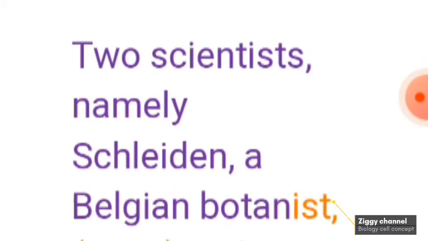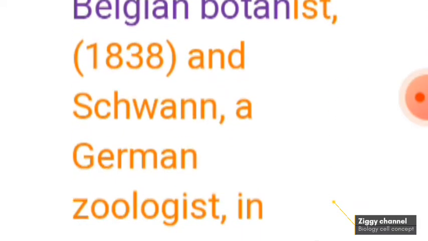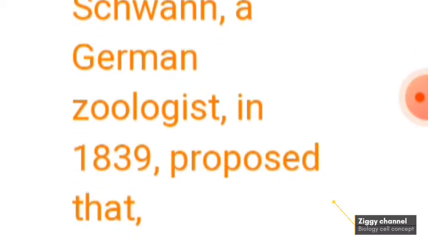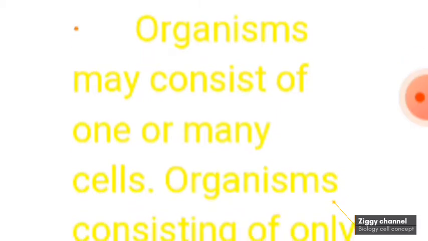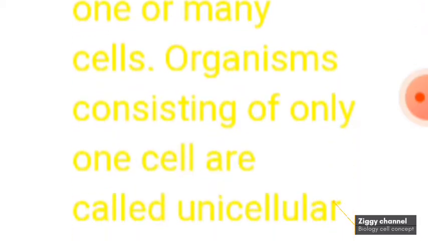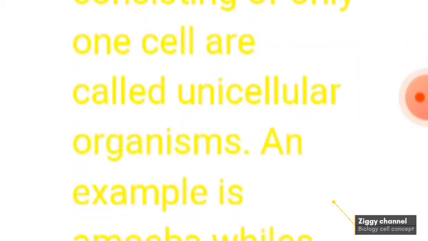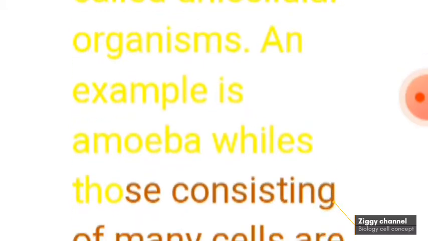The cell theory. Two scientists, namely Schleiden, a Belgian botanist, in 1838, and Schwann, a German zoologist, in 1839, proposed that the cell is the basic structural and functional unit of all forms of life. Organisms may consist of one or many cells. Organisms consisting of only one cell are called unicellular organisms.